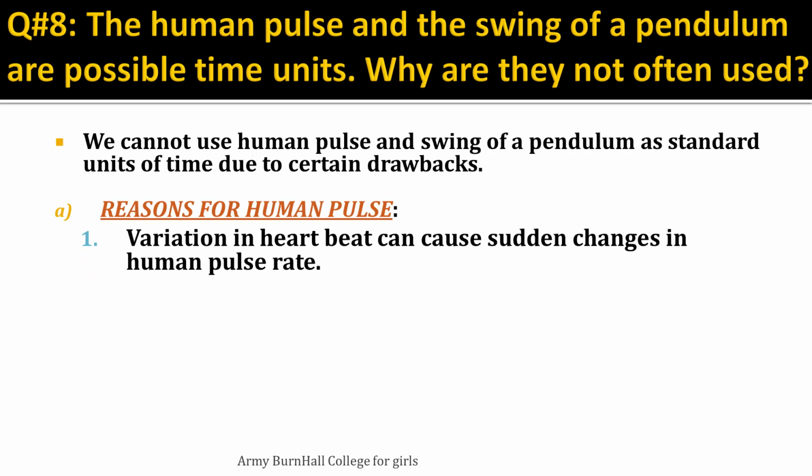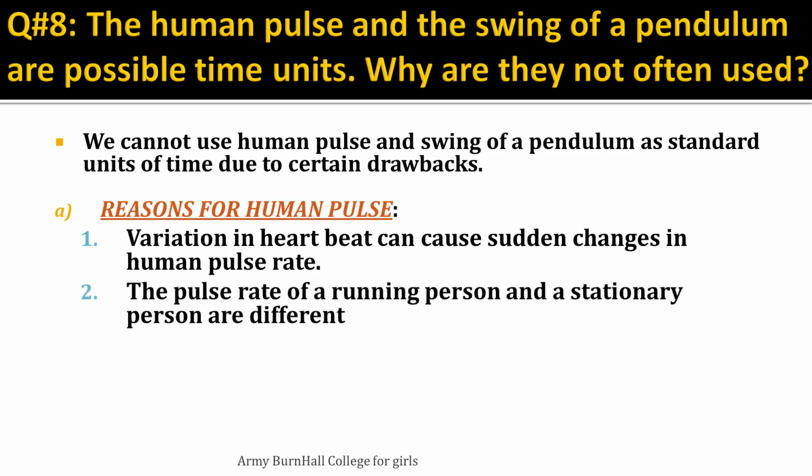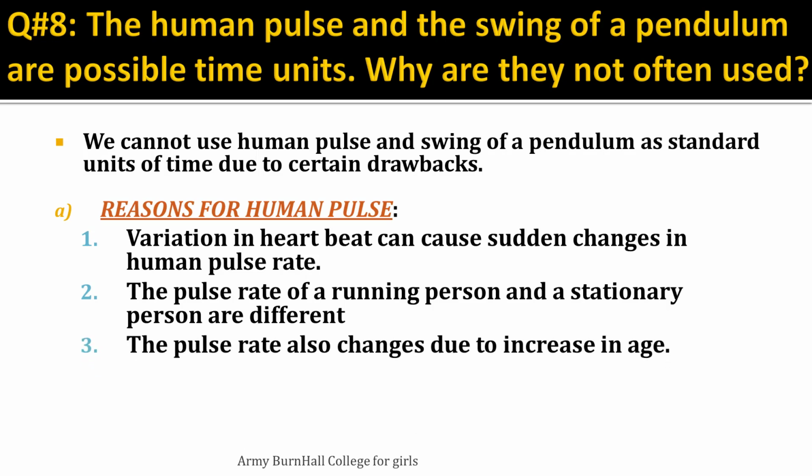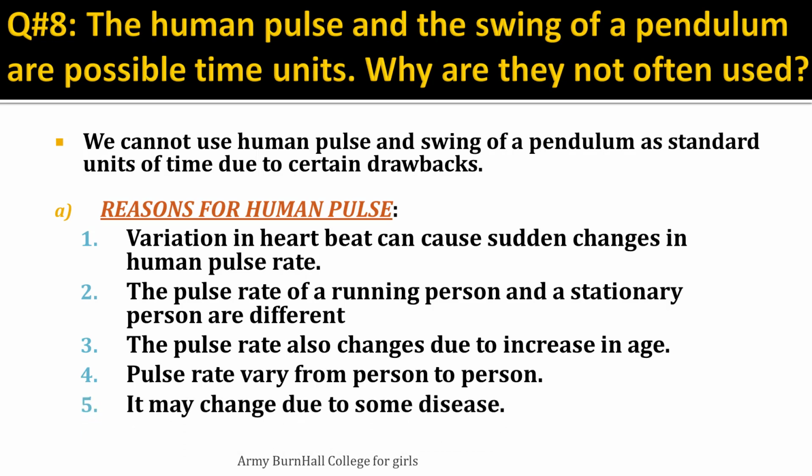Variation in heartbeat can cause sudden changes in human pulse rate. That is the drawback. It is not a fixed value. It cannot be set as a standard because there are variations. The pulse rate of a running person and a stationary person are different, so it cannot be set as a standard. The pulse rate also changes due to increase in age. So again, variation. Pulse rate varies from person to person, so it cannot be set as a time standard. It may change due to some disease as well, so we cannot set human pulse as a time standard.